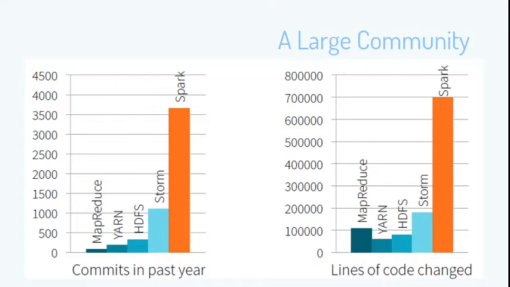And then here you can see the community, how it has been working over the past years. Compared to MapReduce, YARN, HDFS, and Storm, Spark is one of the mainstream packages we can use. When it comes to lines of code, compared to others like MapReduce, YARN, and HDFS, the lines of code are also easier and reduced.